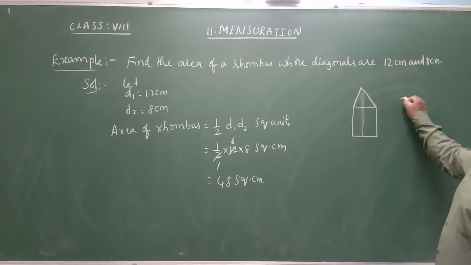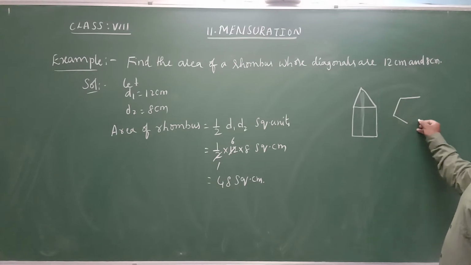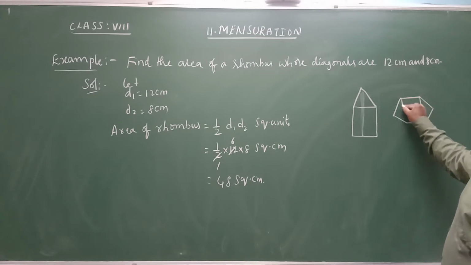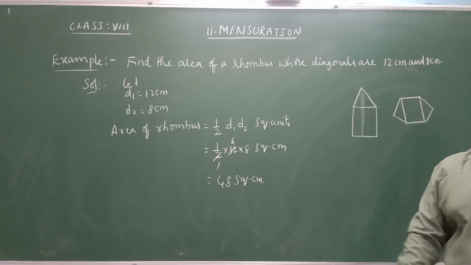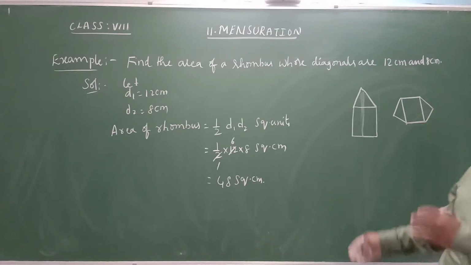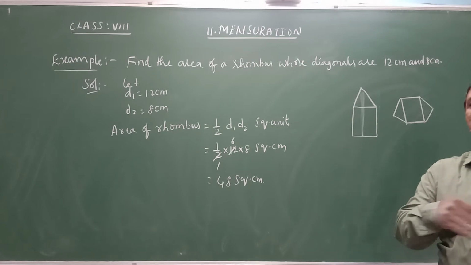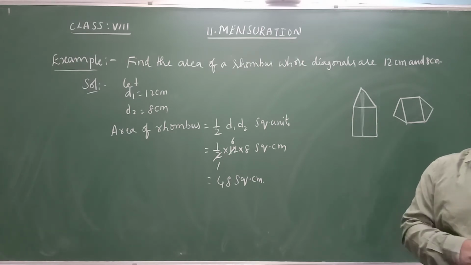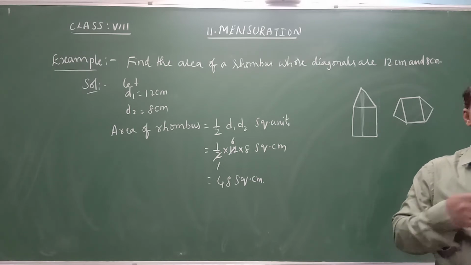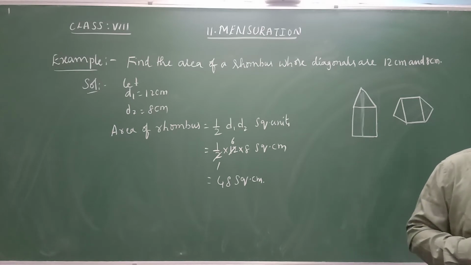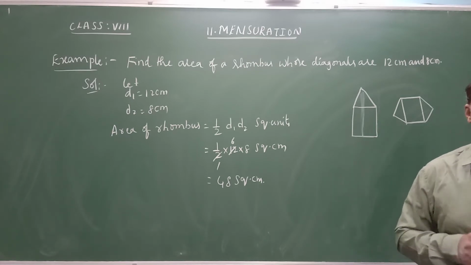If it is a hexagon with 6 sides, how do we find its area? So again we can divide it like this: two triangles and one rectangle. We can find the area of polygons with more than 4 sides. We will divide them into triangles and squares, triangles and rectangles, or triangles and a trapezium, and we can find the areas of those polygons. Is it clear, children? Yes.